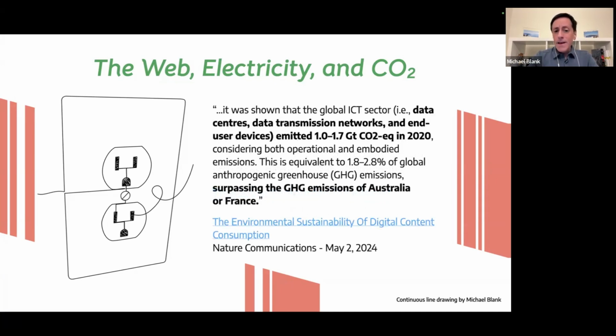Here's another one. The infrastructure of the internet, data centers, data transmission networks, and end user devices emitted 1 to 1.7 gigatons of carbon dioxide in 2020, and that surpasses the greenhouse gas emissions of the countries of Australia and France.